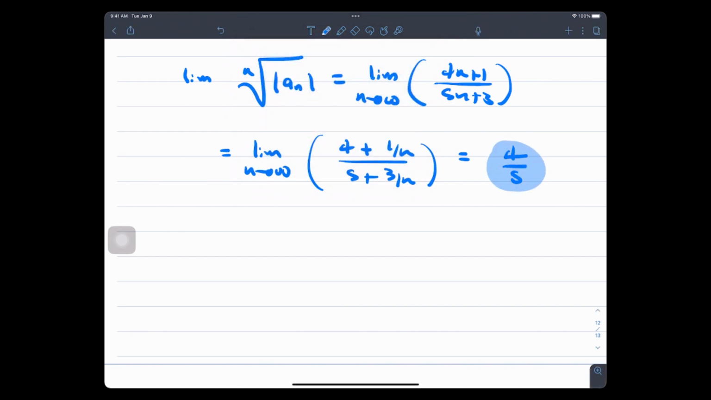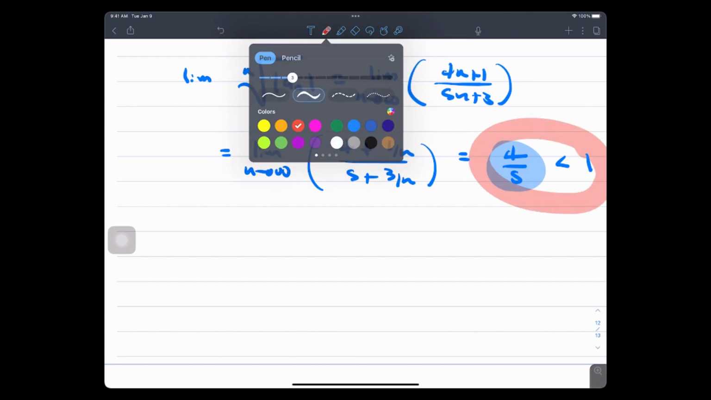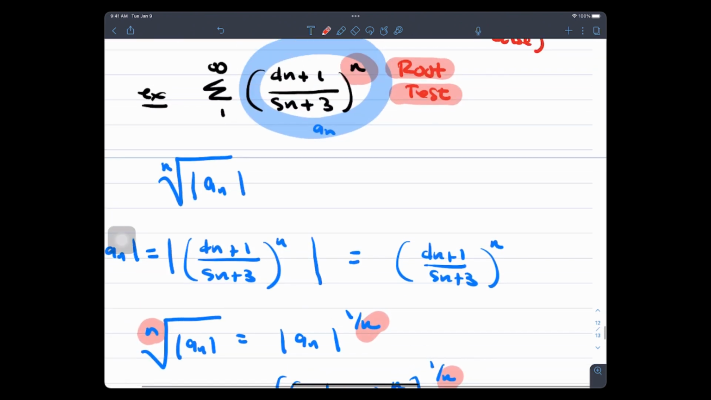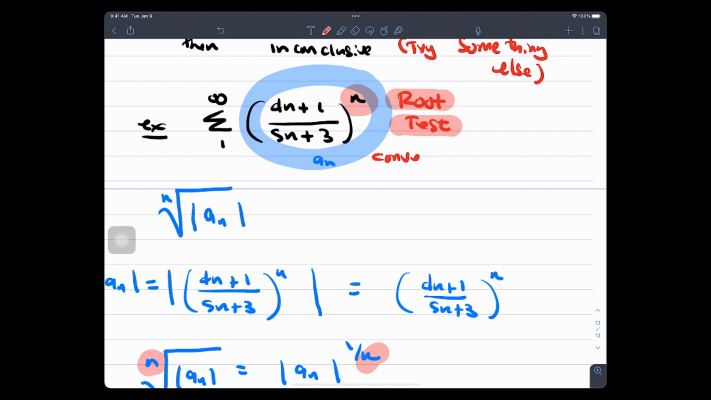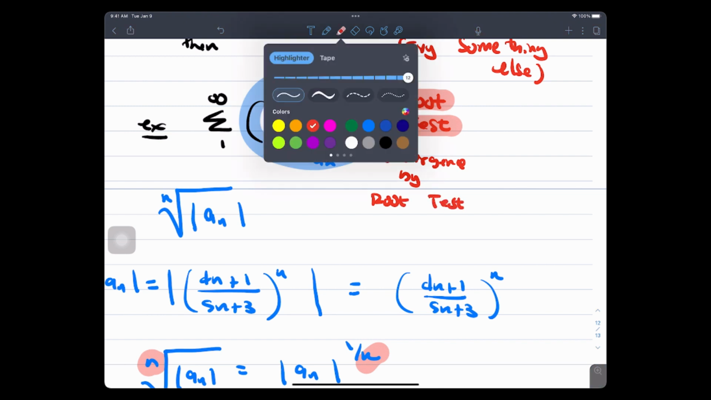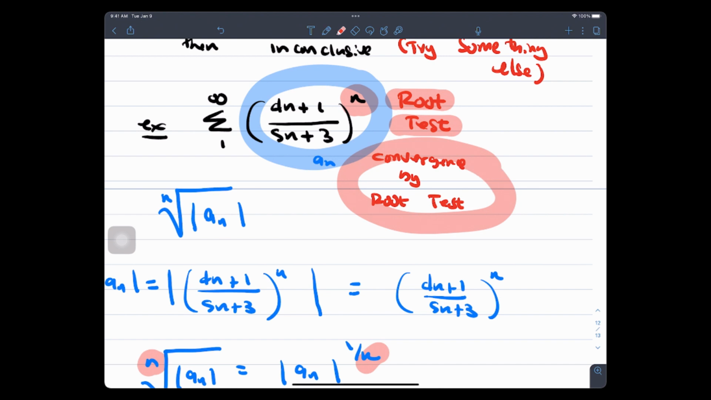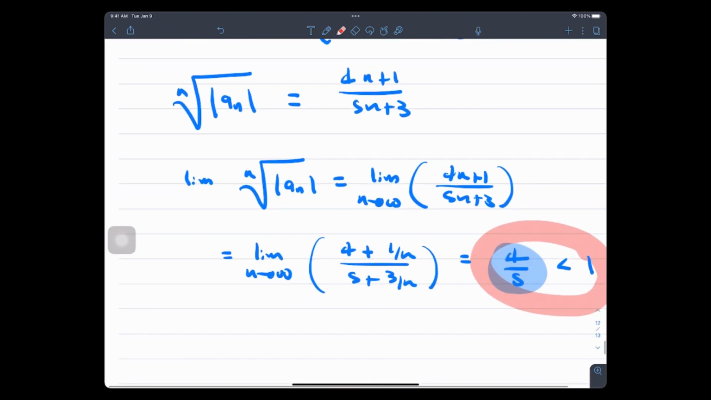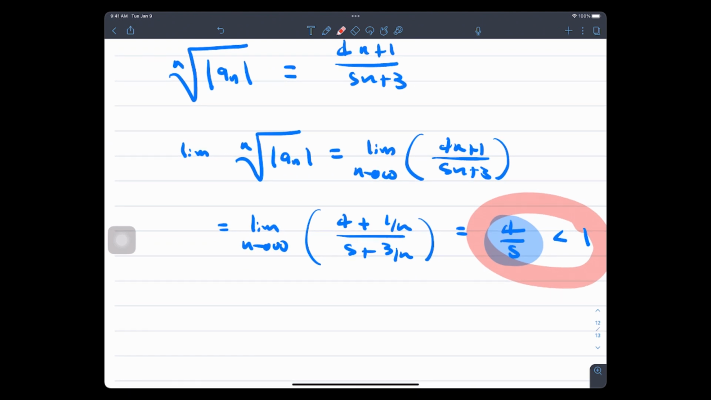And is that number smaller than 1? What do you guys think? Yes. So what do we say? Our conclusion is convergence by the root test. There it is. So it's a very simple test.